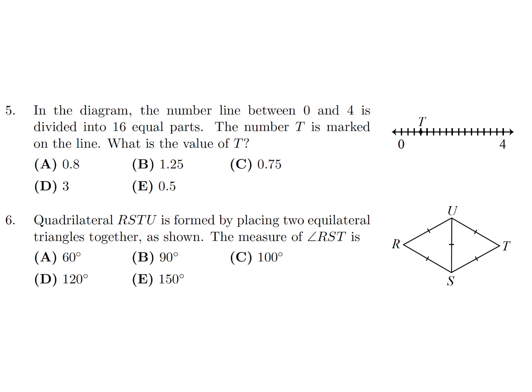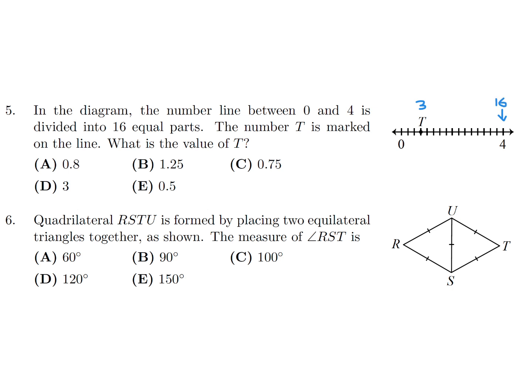In the diagram, the number line between 0 and 4 is divided into 16 equal parts. The number t is marked on the line. What is the value of t? Okay. Well, if you just count, this is 1, 2, 3. So this is 3. And if you keep counting, this very last one is 16.